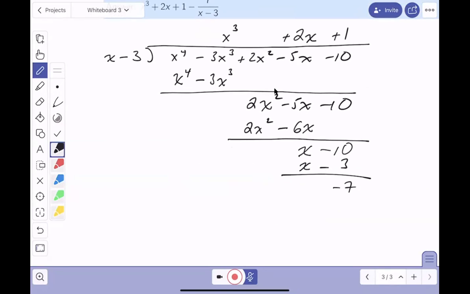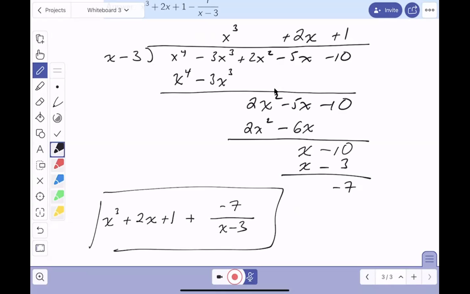So I'm ready to write my answer down now. What's my answer going to be? x cubed plus 2x, we'll check with the key later, plus 1, plus, I didn't finish it. Now someone says, could it be finished? It can be finished. And if you study math further, it's really easy to finish it. But we're going to stop it with the remainder. That'll be minus 7 over x minus 3. And that's a fine answer.